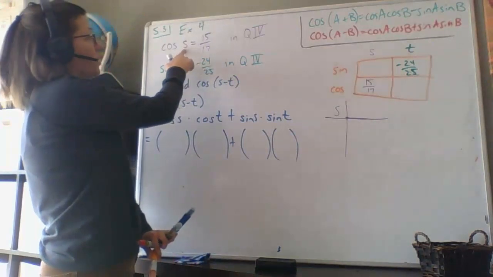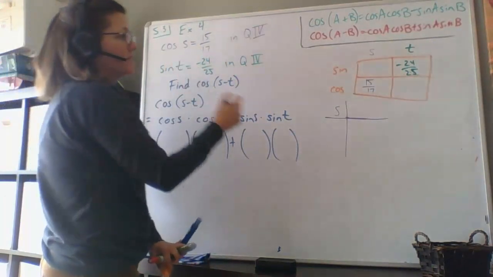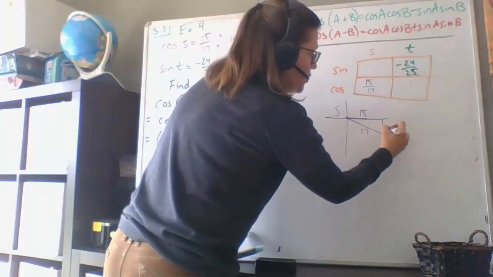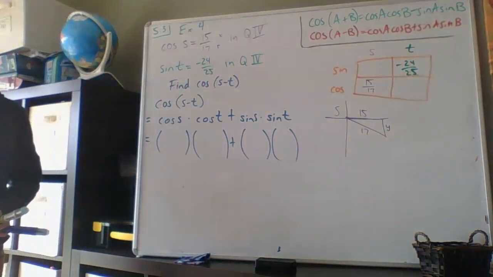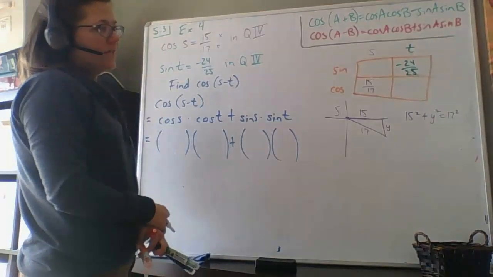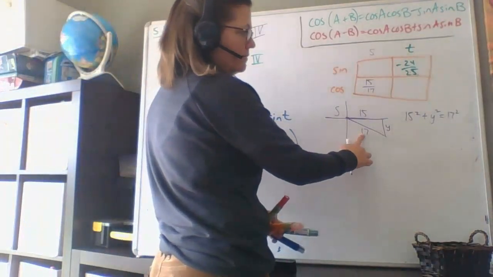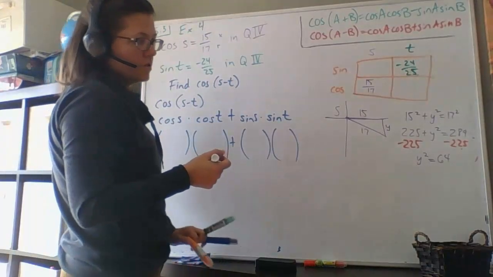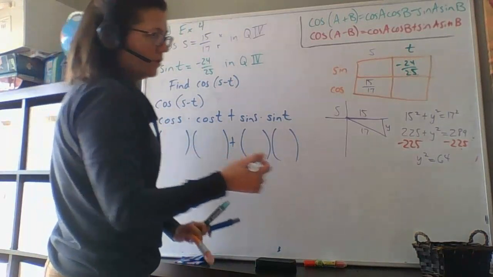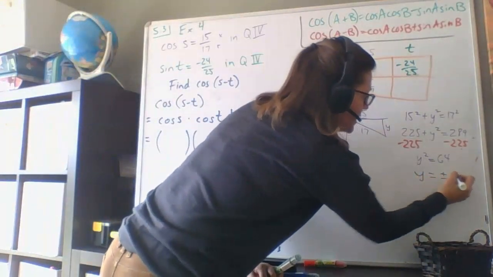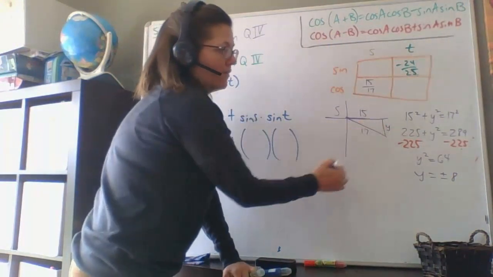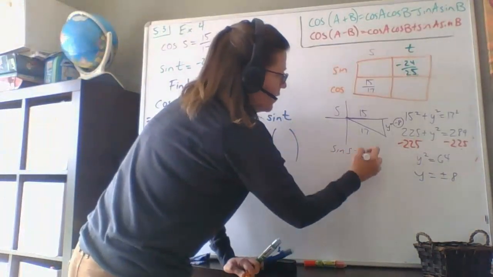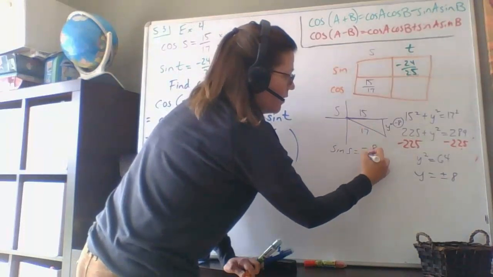And then we're told that cosine is 15/17. So that means my x is 15 and my r is 17. And so now I need to find the y value. So I can do that using the Pythagorean theorem. 15 squared plus y squared equals 17 squared. So here we will subtract 225 from both sides. Y squared equals 64. We do the square root and we get y equals plus or minus 8. Because we are in the fourth quadrant, the y value will be -8. So now to find sine S, it's y over r, or -8/17.